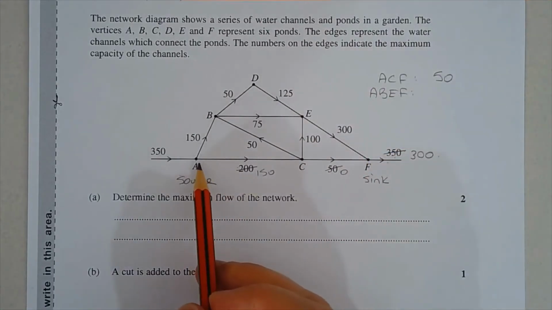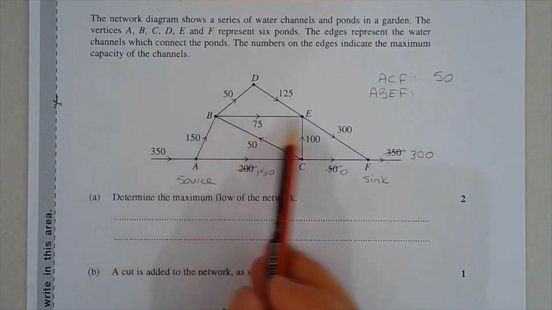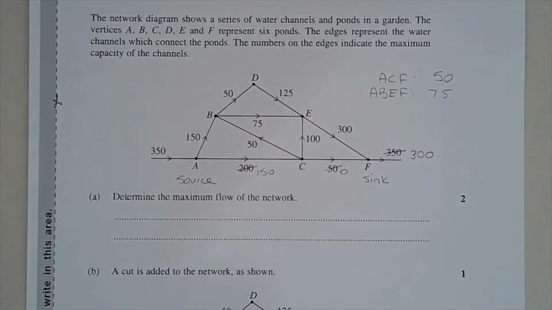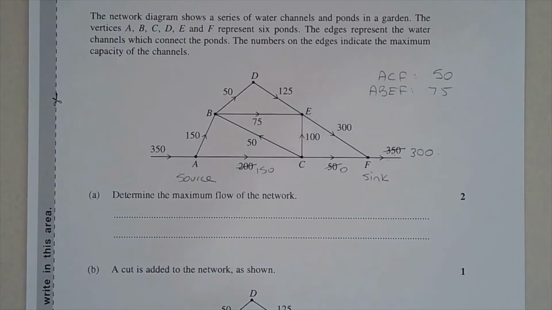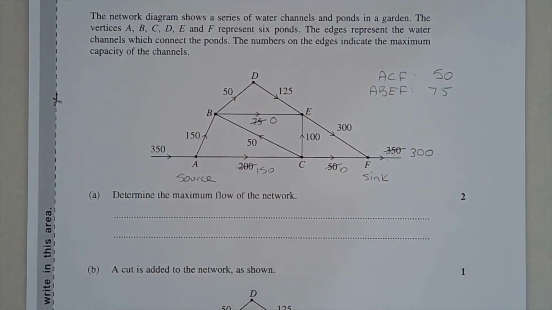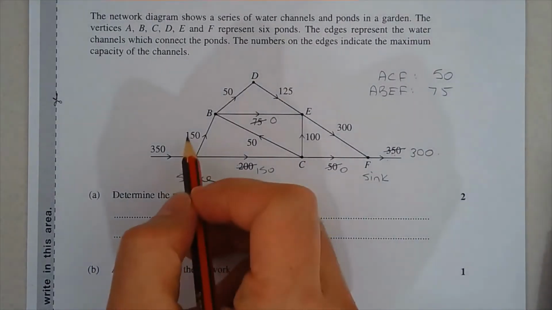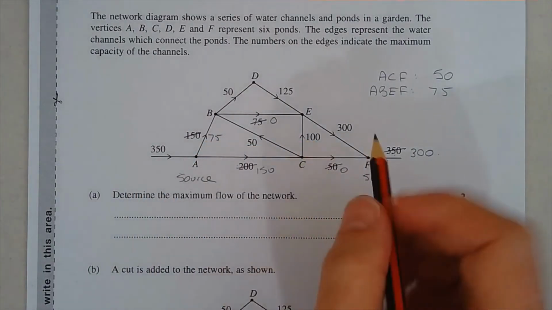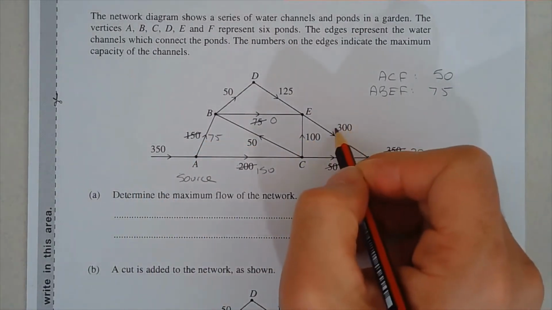Okay, so A, B, E, F. So again, we've got 75. That's the lowest weight edge that I can see in that path. So that becomes 0. And if we subtract 75 from everything, so AB, 150 minus 75, that's 75 there. And EF, so that's going to be 225.